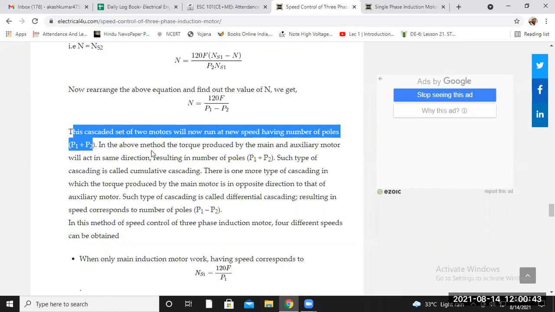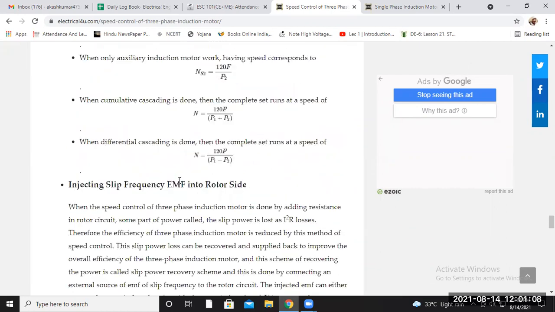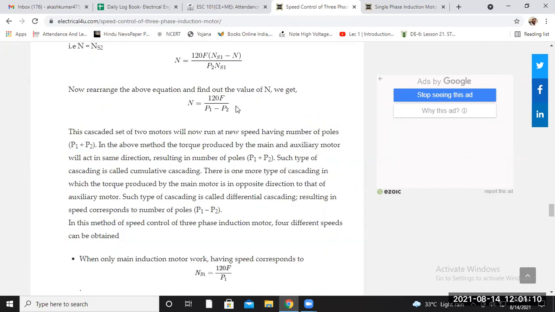Now in the above method, the torque produced by the main and auxiliary motor will act in the same direction. Because of the summation and rotation of the machine, the torque will remain in the clockwise direction. Such a mechanism is called cumulative cascading. So up to this point, this is the main concept.